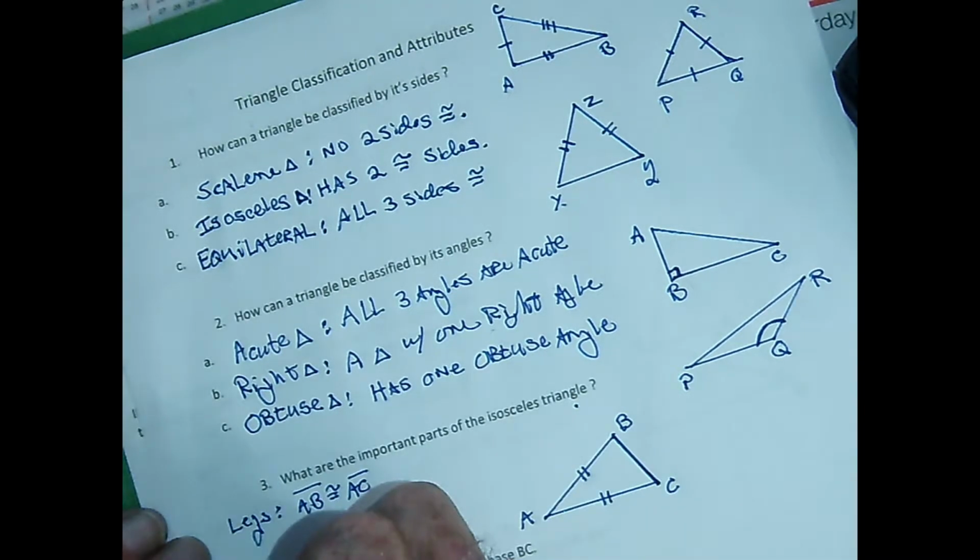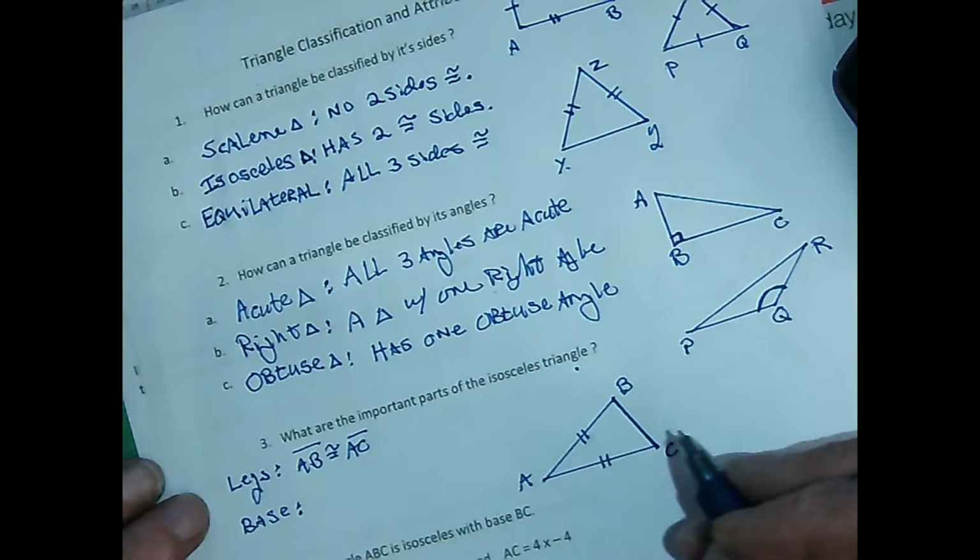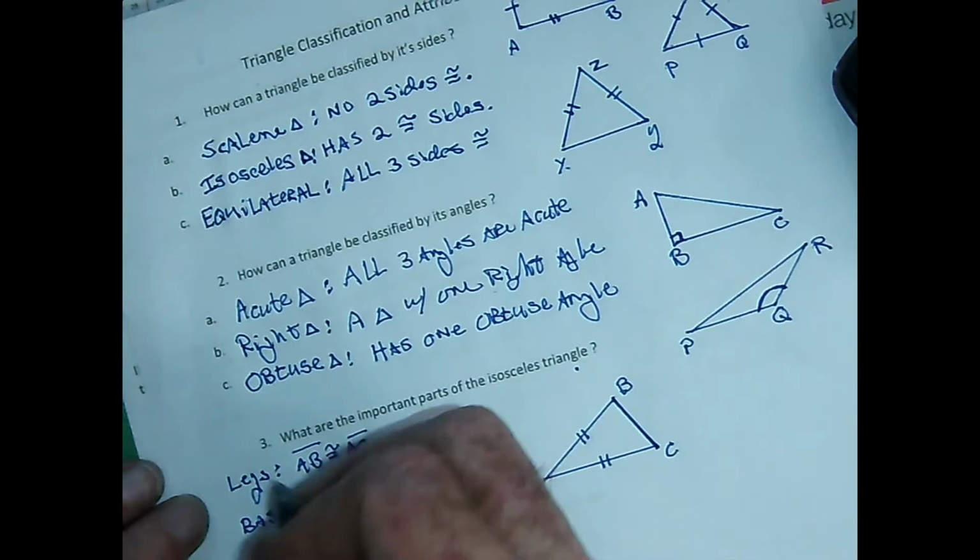And it has a base. A lot of people think the base should be on the bottom, but that's not necessarily so. The base of an isosceles triangle is just the side that's not one of the congruent legs. So the base on this one is just segment BC.